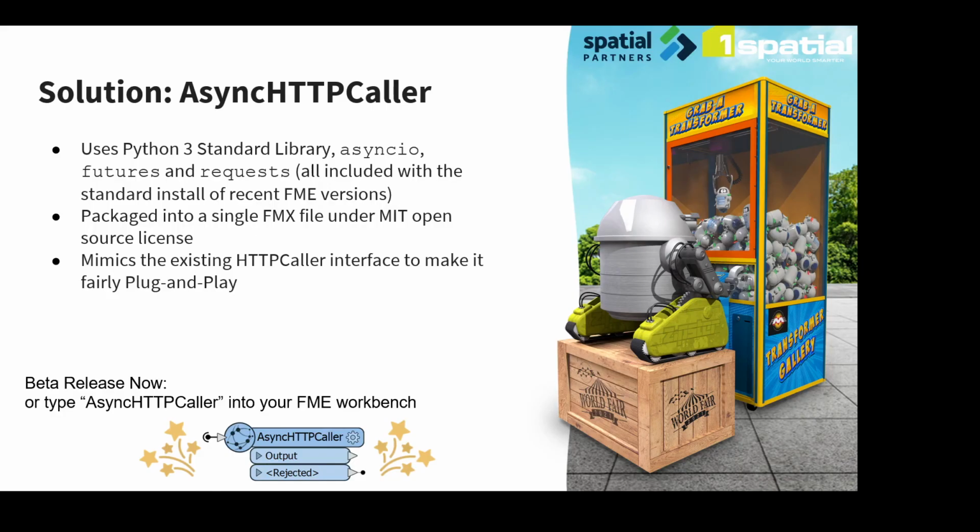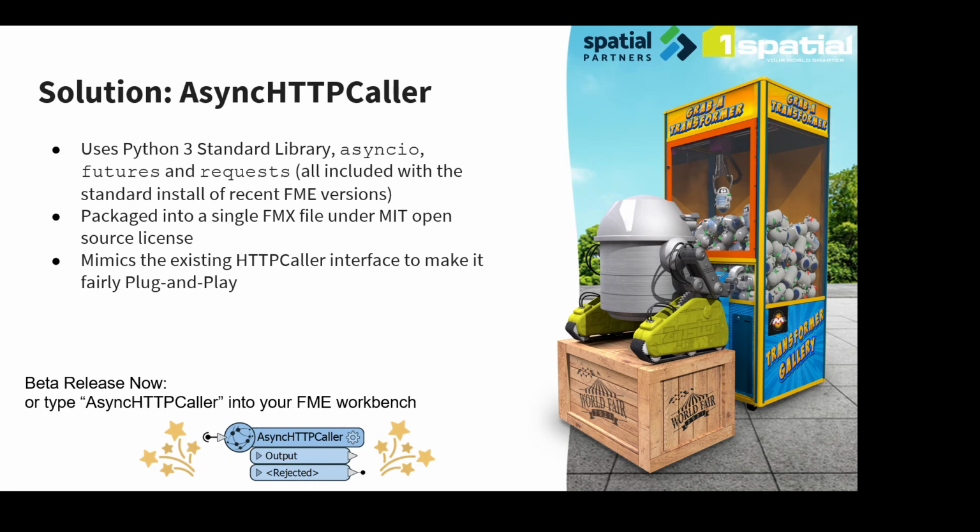So much, much easier. So announcement, hurrah! The asynchronous HTTP caller is now available on the FME Hub. We have used the Python 3 standard libraries of asyncio features and requests, all included in your standard FME install, as long as you're using Python 3 compatibility. So everything going back for the last couple of years, those versions of FME should have no trouble working with this. And this is all packaged into a single FMX file under the MIT open source license, making it very easy to work with in the FME ecosystem and your workbenches.